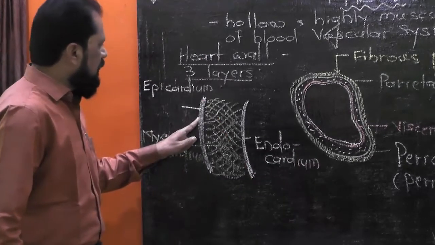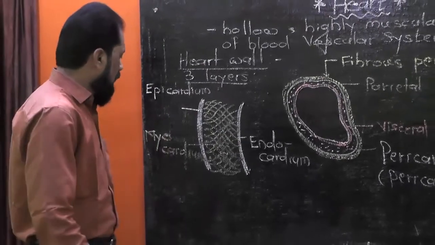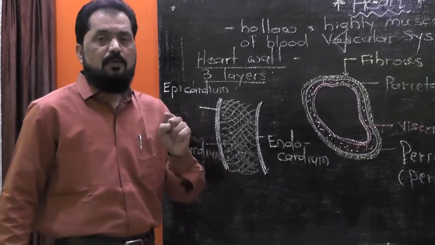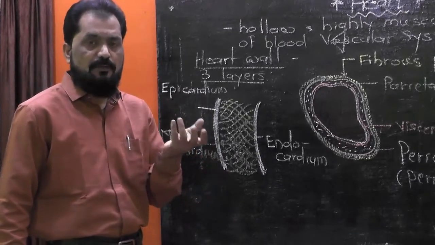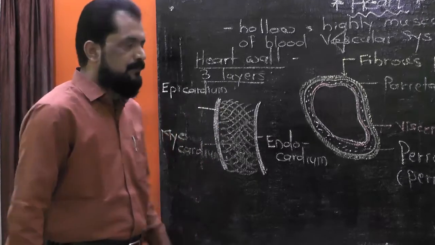The epicardium and endocardium are protective in nature, while the myocardium facilitates the rhythmic contraction and relaxation of heart as it is formed of cardiac muscles.